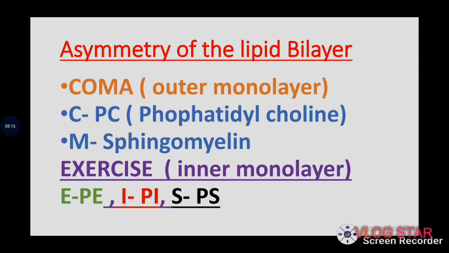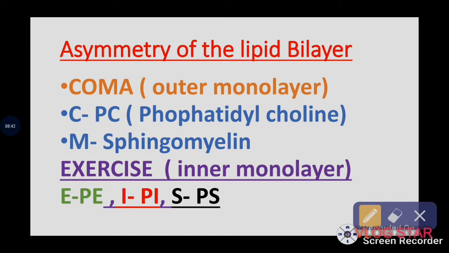Now the lipid bilayer is asymmetrical. Why am I telling you this? Because asymmetry refers to the different composition of the lipid bilayer's leaflets. There are two leaflets, the outer leaflet and the inner leaflet. The outer leaflet has a different type of composition, and it is different from the inner leaflet in terms of composition.